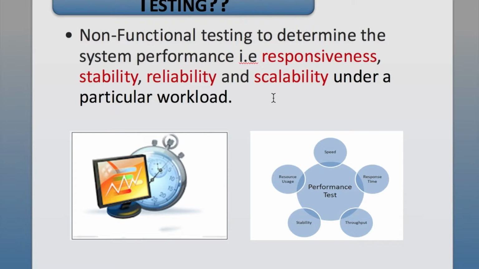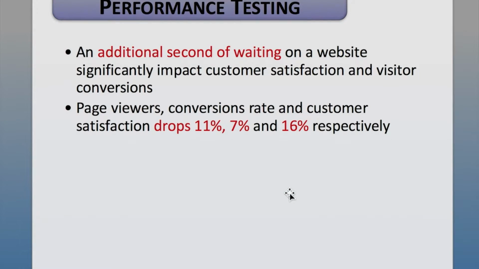So, as a part of this performance testing, we try to determine different kinds of features and qualities such as responsiveness, stability, reliability, and scalability of a system. It can be measured as a part of CPU speed or response time, throughput, resource usage. These are the several factors which are used to determine these qualities.